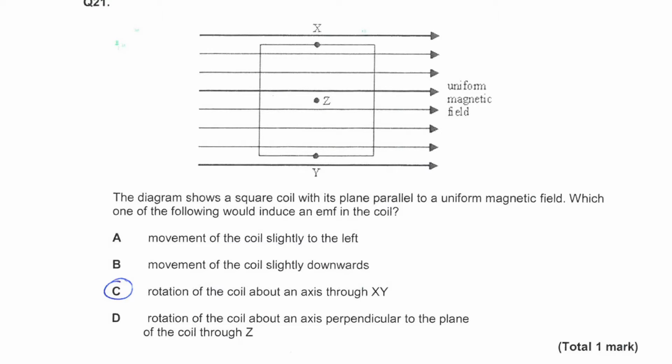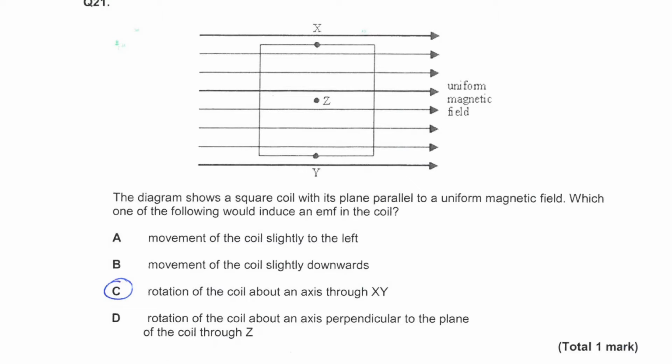Now, in order to induce an EMF, there must be a change of flux linkage. So you're looking for any sign that the number of field lines going through the area has changed. That would be a change of flux linkage. You can also look for any evidence of flux cutting. So look to see if the wire cuts through the magnetic field lines.